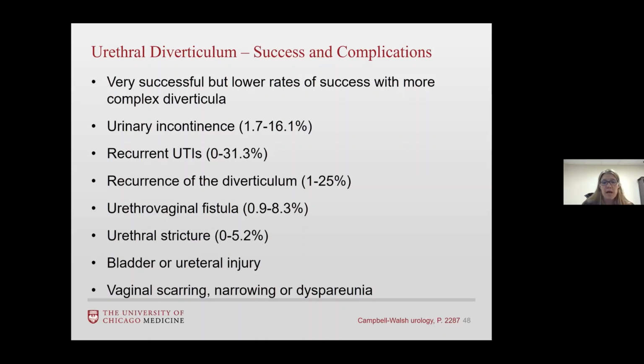There is a risk for bladder or ureteral injury, especially if it's moving up under the trigone, which is another reason an MRI is nice, and your cystoscopy, because if it is doing that, you can pre-place ureteral catheters or something like that just to help you minimize that risk. And then there's also risk for, of course, vaginal scarring, narrowing, or dyspareunia.